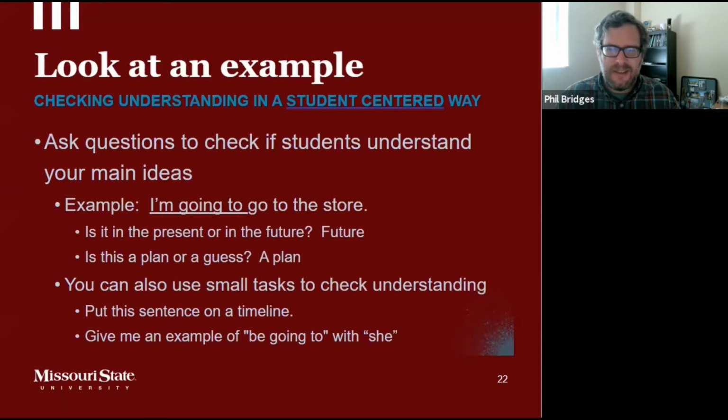Okay. And then finally, let's kind of look at an example of this. So if we had, just future here with be going to.